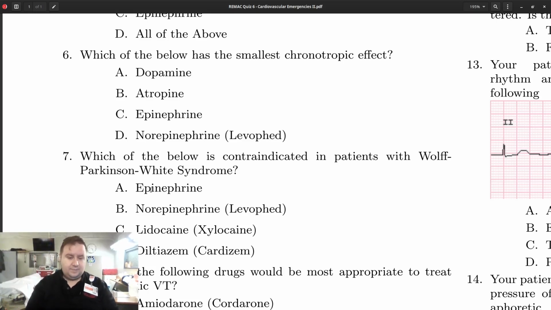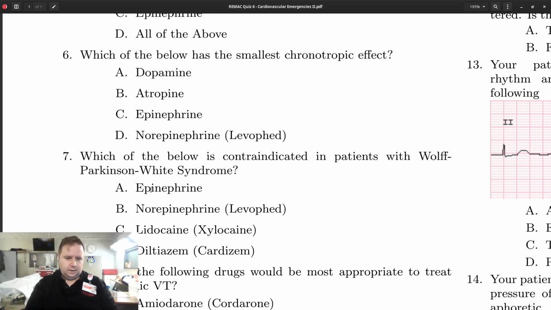And there's a reason that we're asking you these questions, right? There's a reason that REMAC would ask you these questions. If you're going to push a drug, if you're going to decide whether to give a patient epi or norepi, you should have a basis for making that decision, right? We don't just pick a drug at random and throw it in and hope it works. You have an obligation to understand what these drugs are doing in the body.